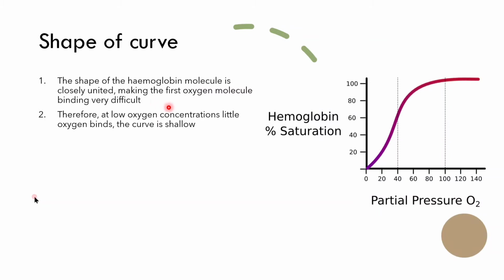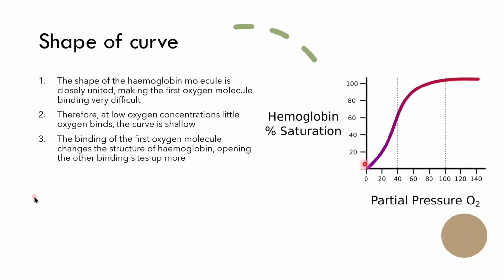And because it's difficult for this first molecule to bind, at low oxygen concentrations, little oxygen binds, so the curve is shallow because it is difficult for this first oxygen molecule to bind. And so we know 25% hemoglobin saturation will be the first of the 4 oxygen molecules to bind. And so up to that point, the curve is very shallow because it's difficult for it to bind. So it doesn't bind very quickly. So it takes a lot of this low oxygen concentration for it to bind.